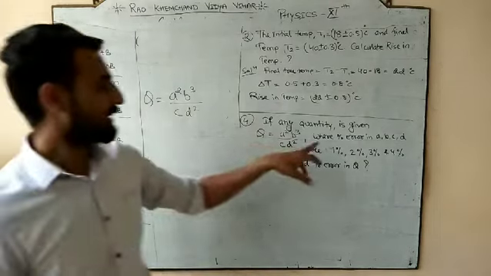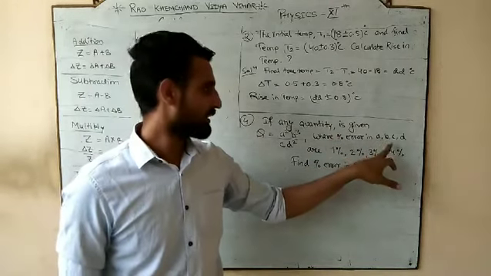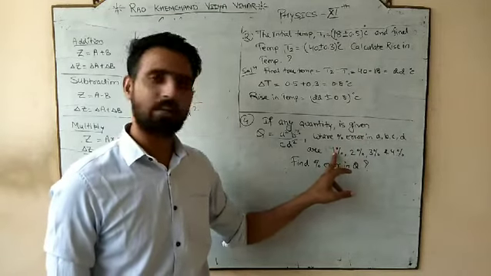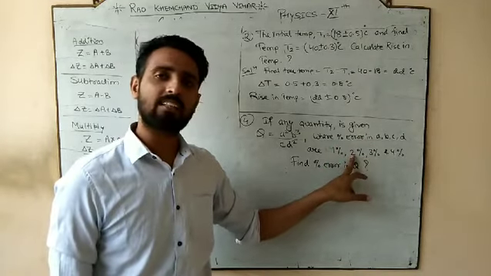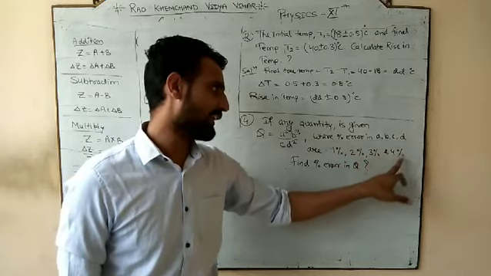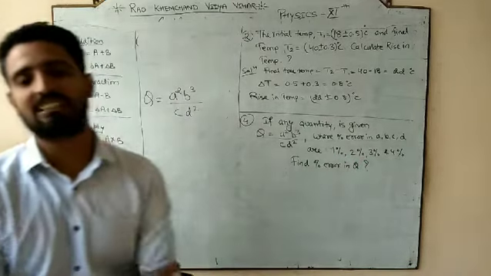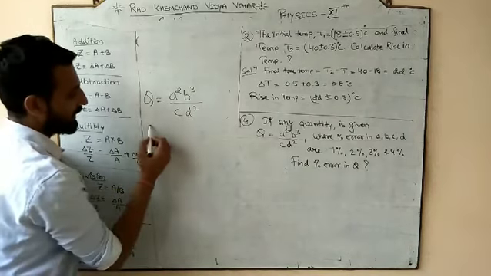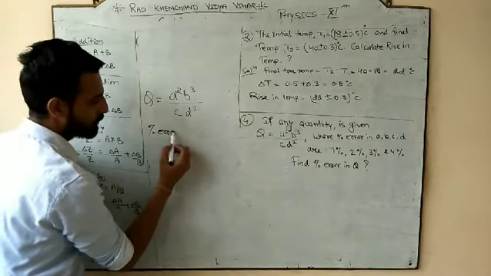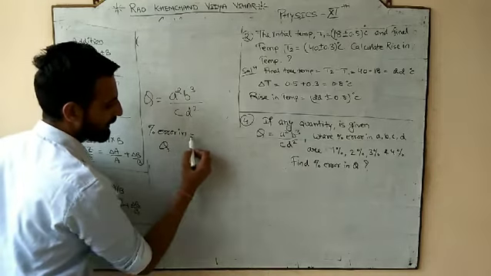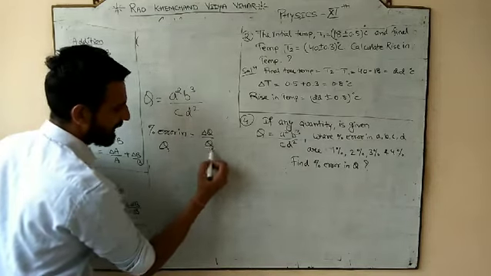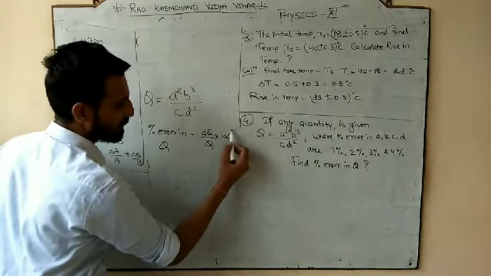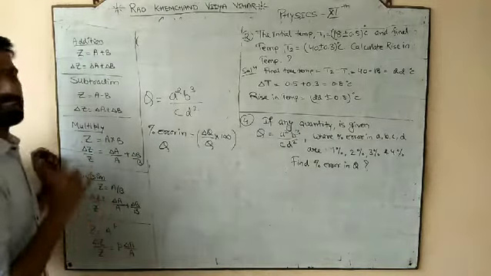So he asked, where the percentage error is in A, B, C and D. The percentage error of A is 1%, in B the percentage error is 2, in C is 3 and D is 4. What is the percentage error in Q? Means the teacher is asking the percentage error in Q, means he is asking delta Q by Q into 100. This is the percentage error. So he is asking that.